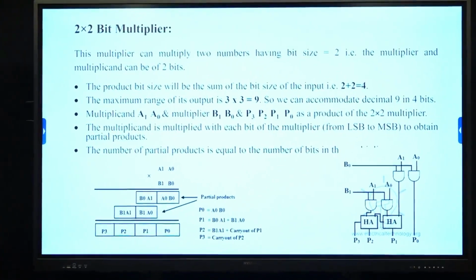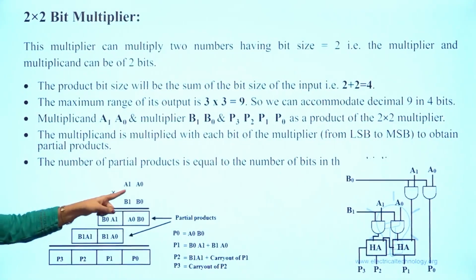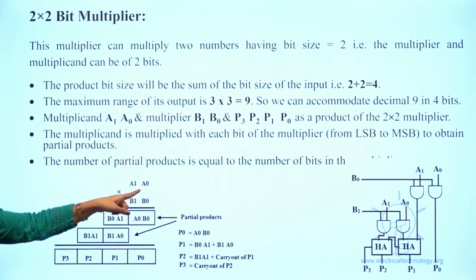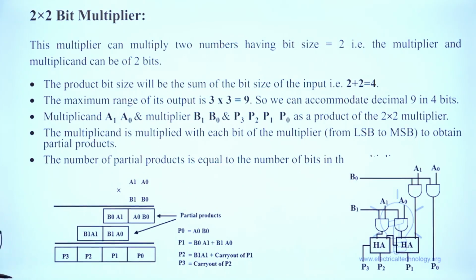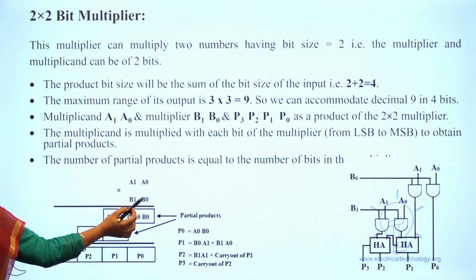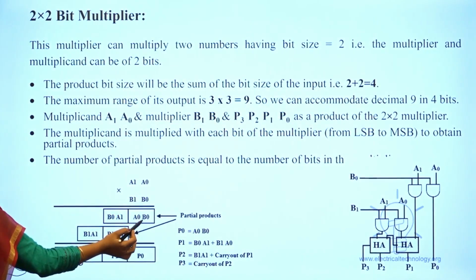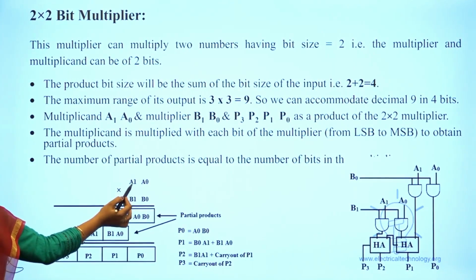Now let us look into this particular example. I have taken two bits of A, multiplicand and multiplier, that is A0 A1 into B0 B1. When I multiply bit by bit, I first multiply A0 with B0 and then I multiply A1 with B0.